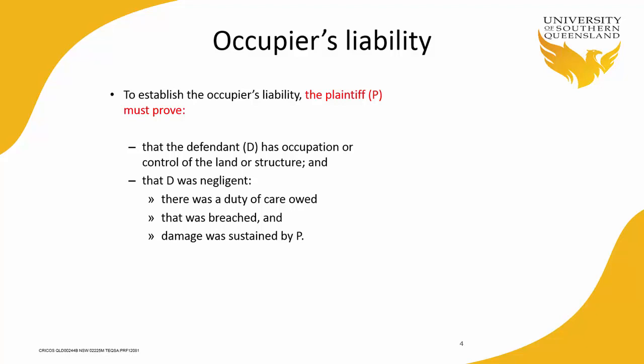The plaintiff will need to establish first that the defendant has occupation or control of the land or structure. So think of something like a supermarket, and that this defendant was negligent, so there was a duty of care owed. Based on our definition that this is a precedent, this is really not an issue, because you can establish that simply by referring to the precedents. Secondly, you have to argue that there was a breach of the duty by the defendant, and finally that there were damages sustained by you as the plaintiff, and you would like to have compensation for those damages.